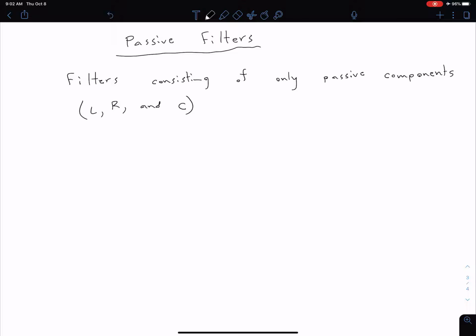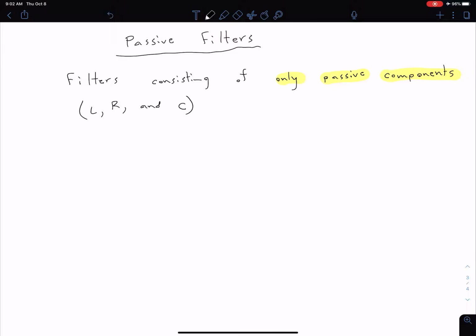Now that we have a basic idea of what our ideal filter should be doing, let's take a look at some realistic but simple passive filters. By passive filters, we mean filters that consist only of passive components. That means we only have resistors, inductors, and capacitors. Once we get to our active filters, we'll be introducing some op-amps.